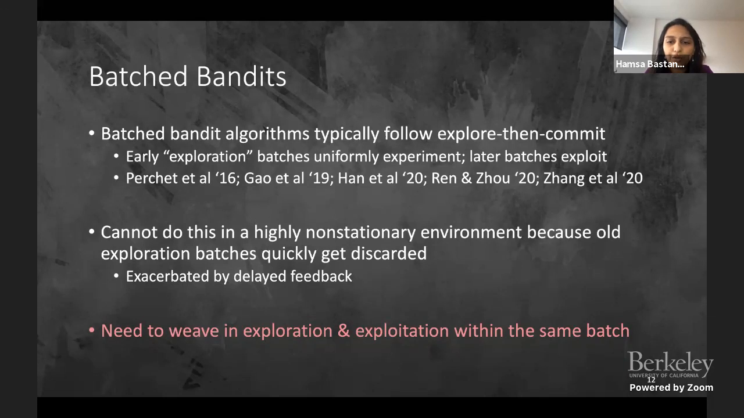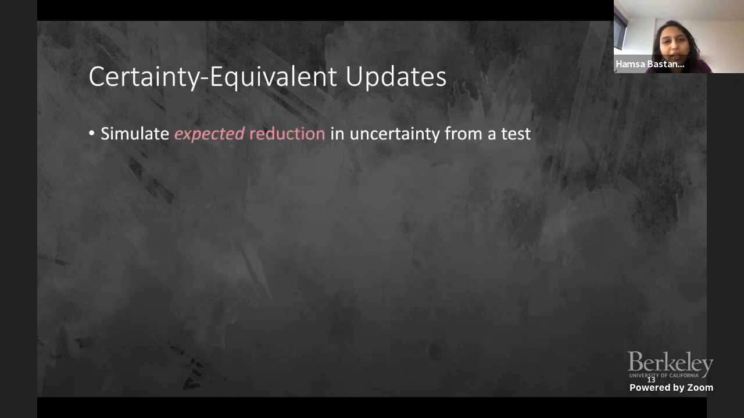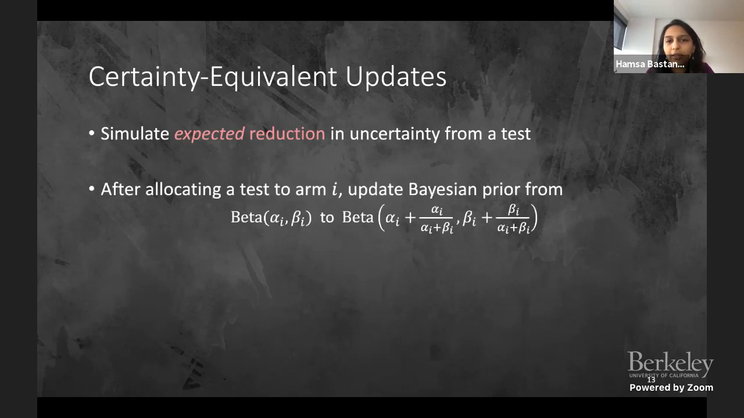So how do you actually do this if you're not getting any updates? What we did was we used certainty equivalent updates. What we do is simulate the expected reduction in uncertainty from a test for a given arm. Let's say that we've given a test to arm i, and our Bayesian prior for that arm is Beta(alpha_i, beta_i), where alpha_i is the number of successes and beta_i is the number of failures. Once we give it a test, we just add the mean number of successes that we're expecting and the mean number of failures that we're expecting for that one test to our successes and failures.